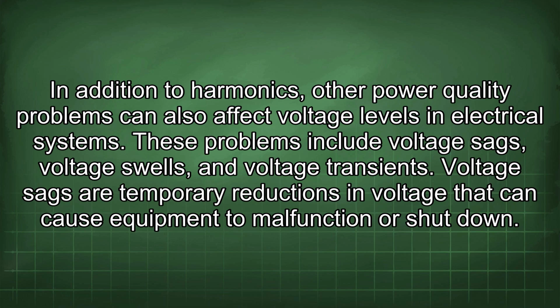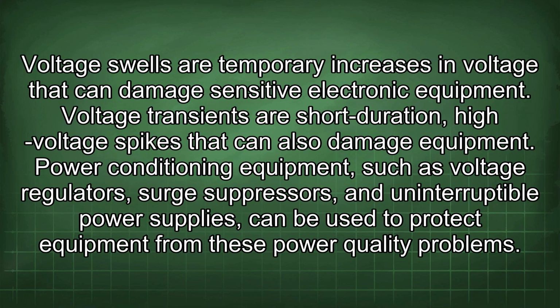Voltage sags are temporary reductions in voltage that can cause equipment to malfunction or shut down. Voltage swells are temporary increases in voltage that can damage sensitive electronic equipment. Voltage transients are short-duration, high-voltage spikes that can also damage equipment.